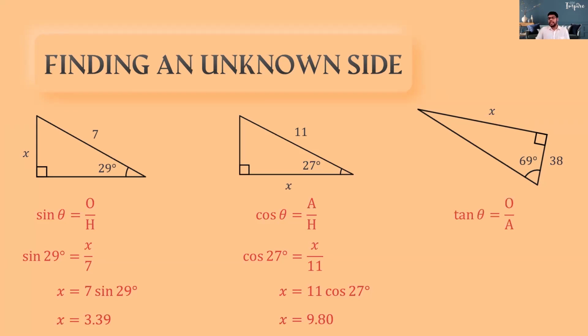So therefore we use tan theta is equal to opposite over adjacent, right? So the opposite this time is x. The adjacent is 38, right? So tan 69 is equal to x over 38. Then children, we move the 38 to the other side. So you get x is equal to 38 tan 69.